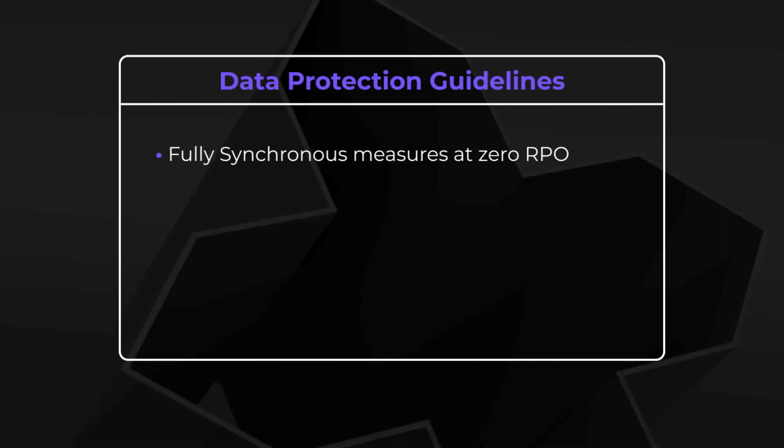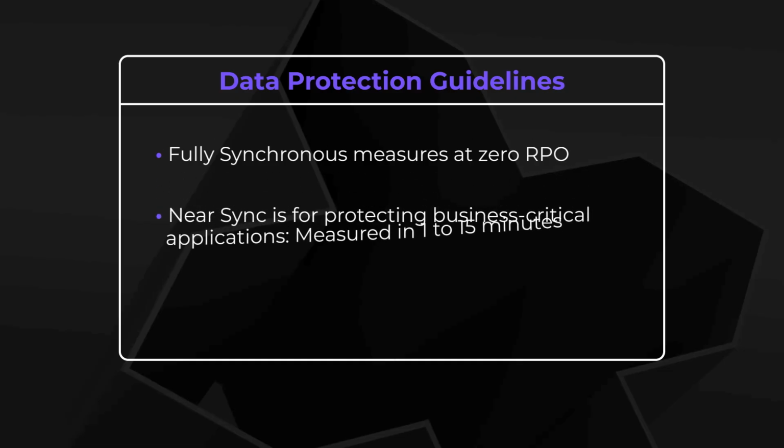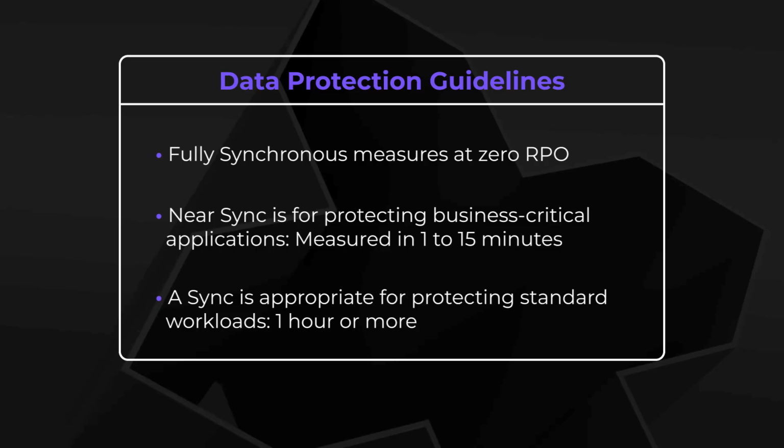Fully synchronous, which measures at 0 RPO, is the most reliable but is constrained by cost and latency availability. Near sync is for protecting business-critical applications where data loss must be measured in 1 to 15 minutes. Async is appropriate for protecting standard workloads where losing 1 hour or more of data is an acceptable risk.